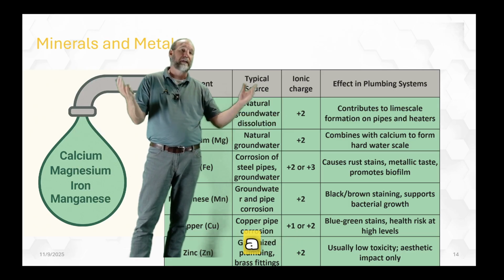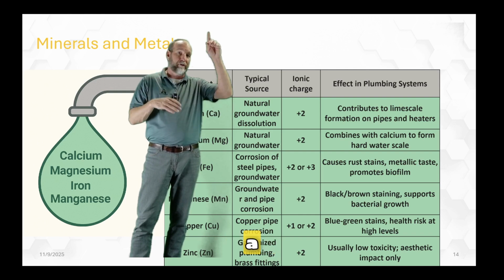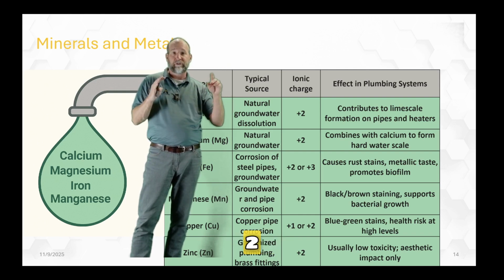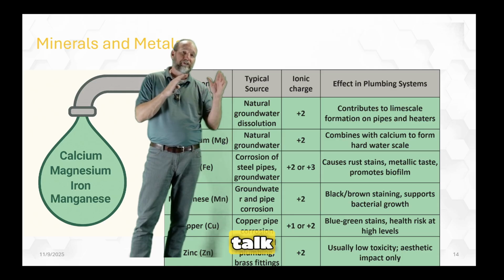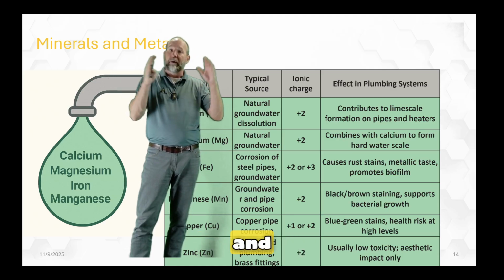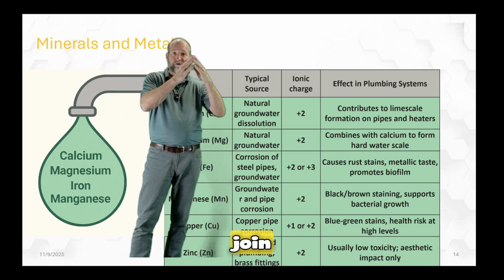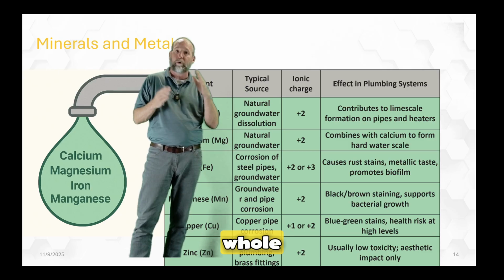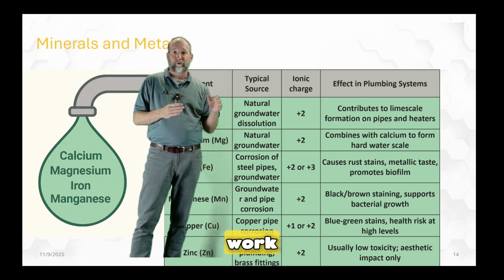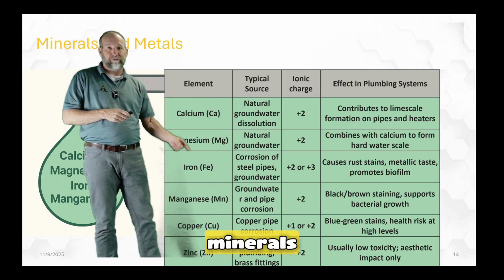So if you look at a chemistry chart from high school, you'll see that they have an ionic charge of +2. And that's going to be important when we talk about nanobubbles, because nanobubbles are negatively charged and minerals are positively charged, and positive and negative join together. And that's the whole action of how nanobubbles work on removing and inhibiting these types of minerals, okay?